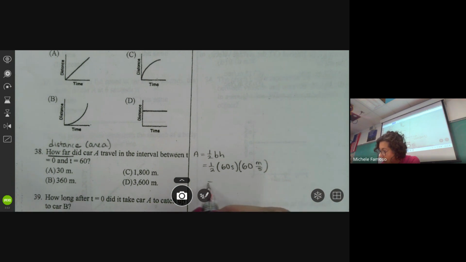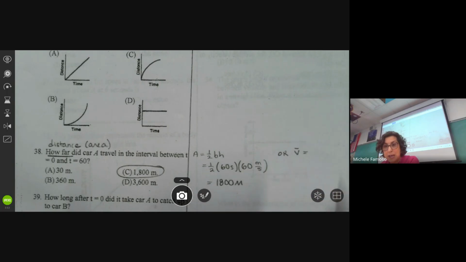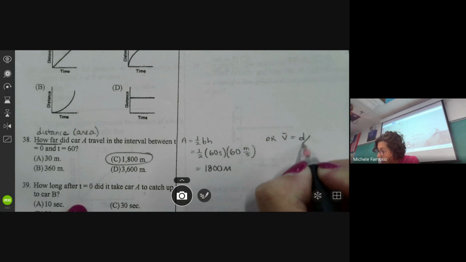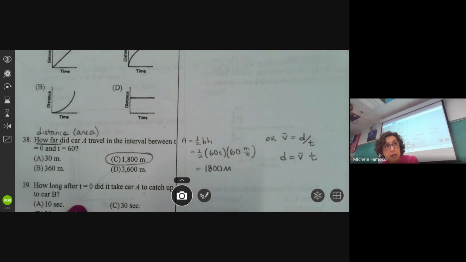So that's 30 times 60, which is 1,800 meters, choice C. That's one way to do it. The other way to do it would be to use that the average speed is the distance over the time, or the distance is the average speed times the time.